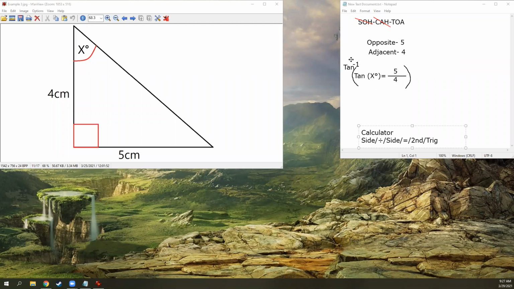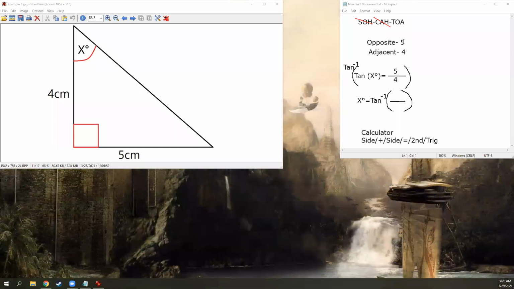Tangent to the -1 to both sides, right? This one cancels out, moves on to the other side. You have x degrees equals tangent to the -1 power, the inverse tangent. It's okay if you don't say it right or whatever. It's not a big deal. They use inverse and they use to the -1 power kind of interchangeably, regretfully. And then make sure we do it right. Opposite over adjacent. Opposite is 5. Adjacent is 4. Cool.